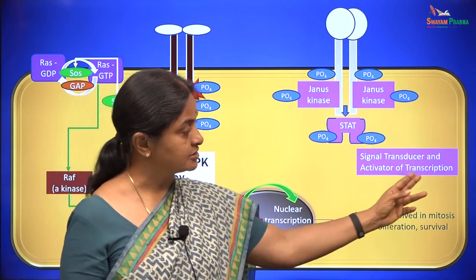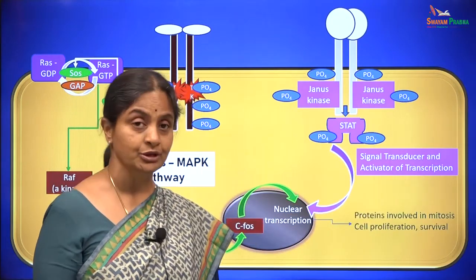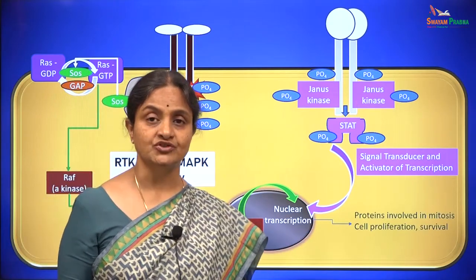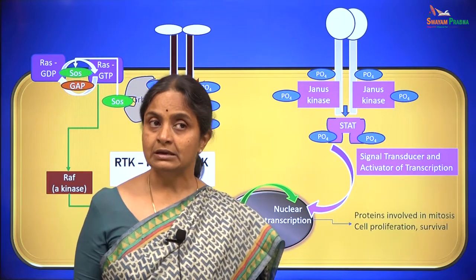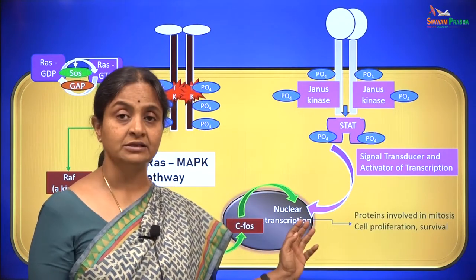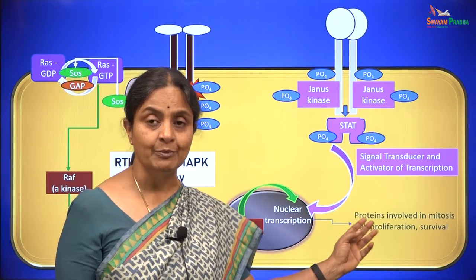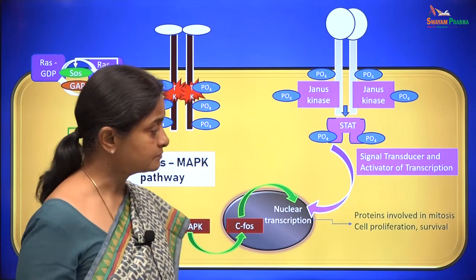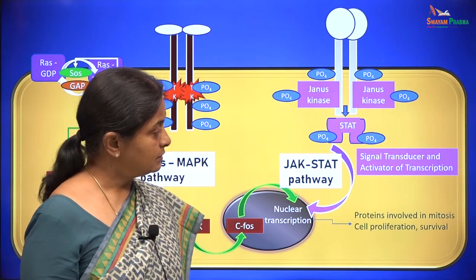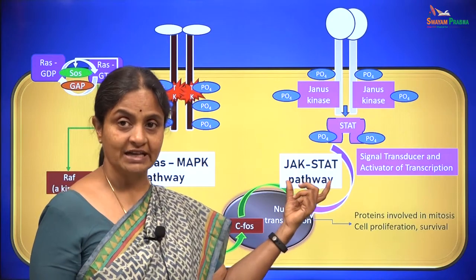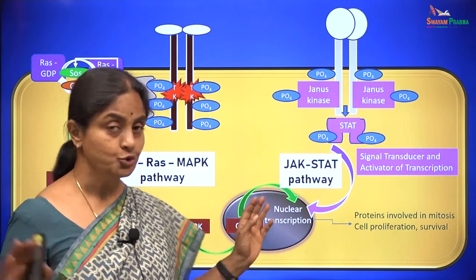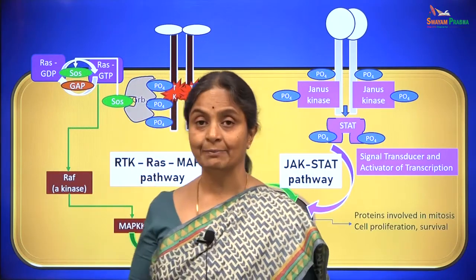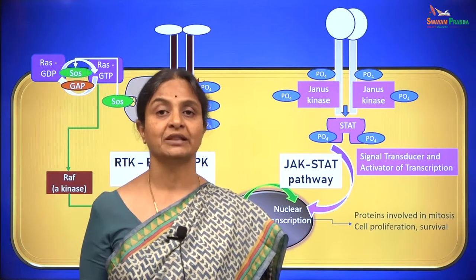STAT being a transcription activator itself homes to the nucleus and causes synthesis of proteins involved in cell proliferation and proteins involved in immune mechanisms in white blood cells. This is what is referred to as the Jak-STAT pathway. So the two pathways involving catalytic receptors are the RTK-RAS-MAPK pathway and the Jak-STAT pathway.